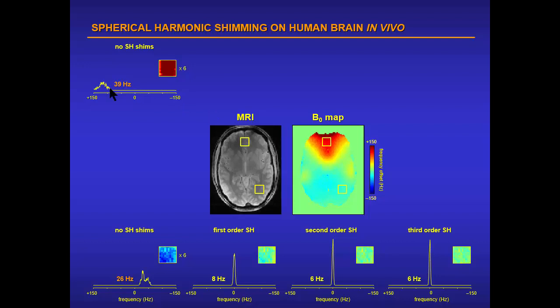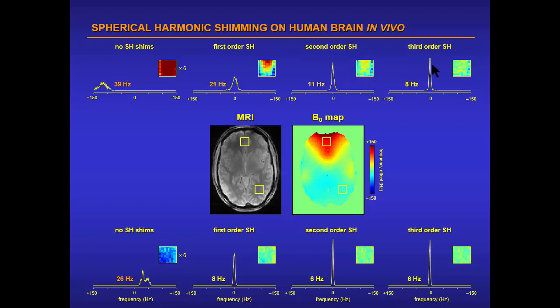Well, the starting homogeneity is much worse, because the inhomogeneity to begin with is much worse. Removing the first order spherical harmonic terms indeed improves it, but not quite as drastically as in the back of the brain. Removing the second order as well improves it further, and removing the third order improves it even further. But you never quite reach the same homogeneity as in the back of the brain, just because the inhomogeneity is that much worse in the front. But in general, I can say that for the majority of the brain, 80 or 90% of the brain, just simple static second order spherical harmonic shimming is adequate.